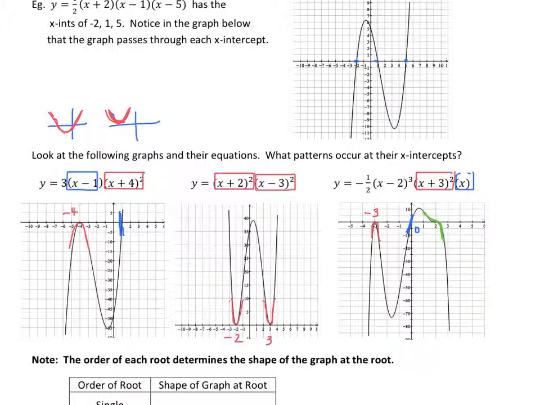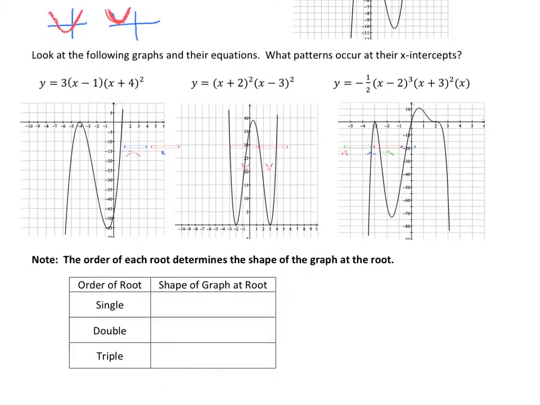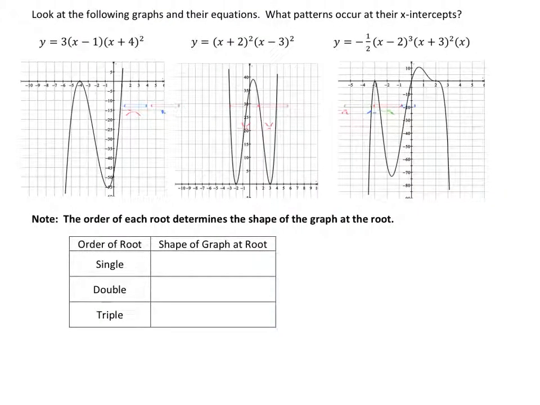And finally, for the last case, you will notice for your last graph, where your x-intercept is 2, have a look at the equation, and the exponent on that factor is 3. So it turns out that the exponent on the factor in the equation has a lot to do with how the graph will behave at that particular point. Now there's a name we give to that exponent. Okay, we call that the order of the root.